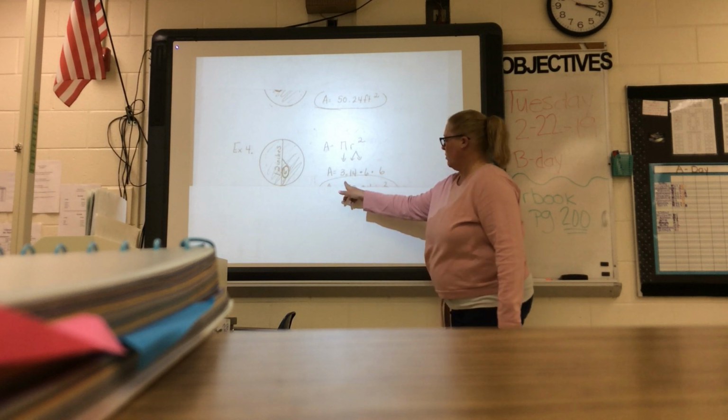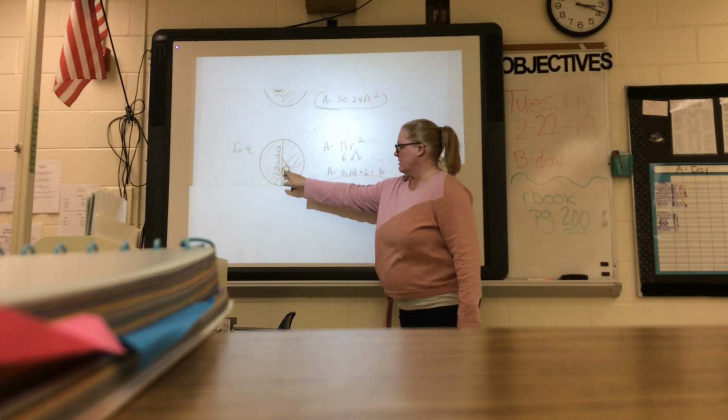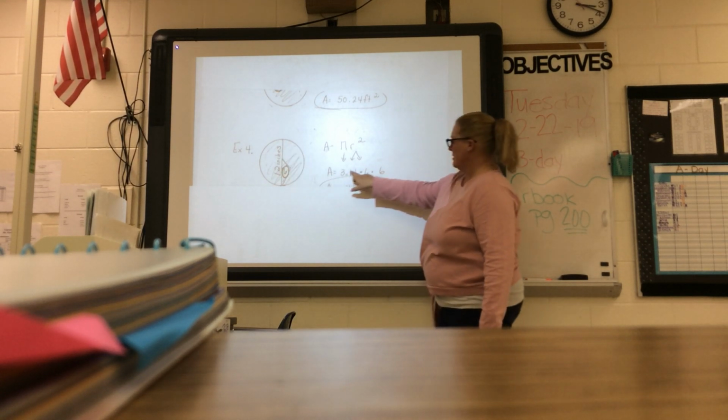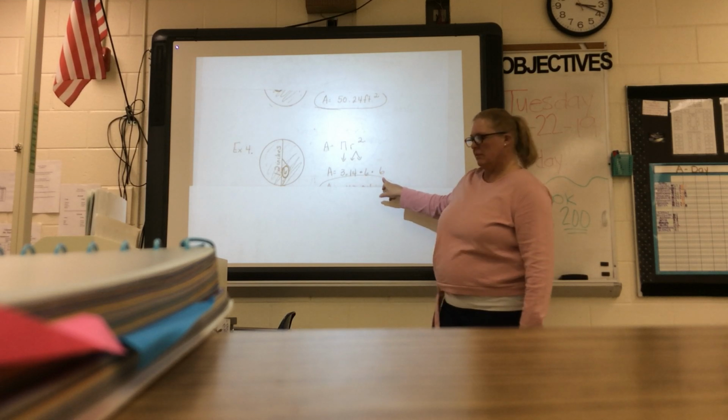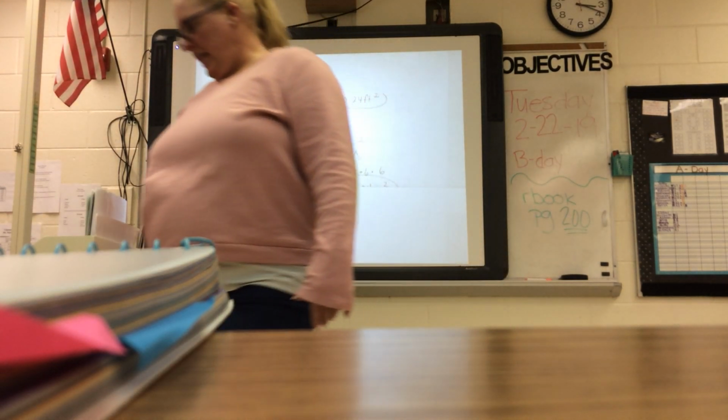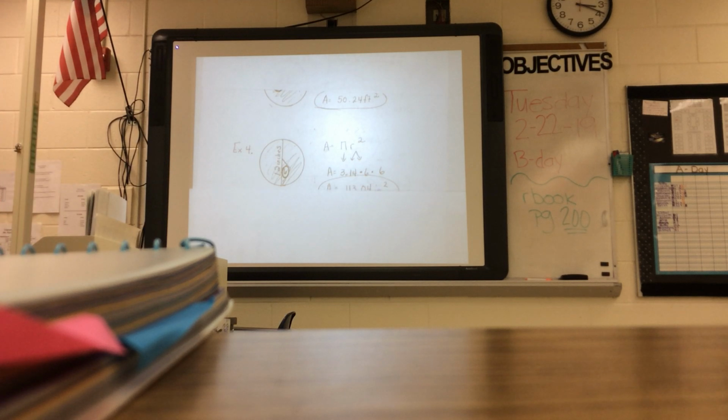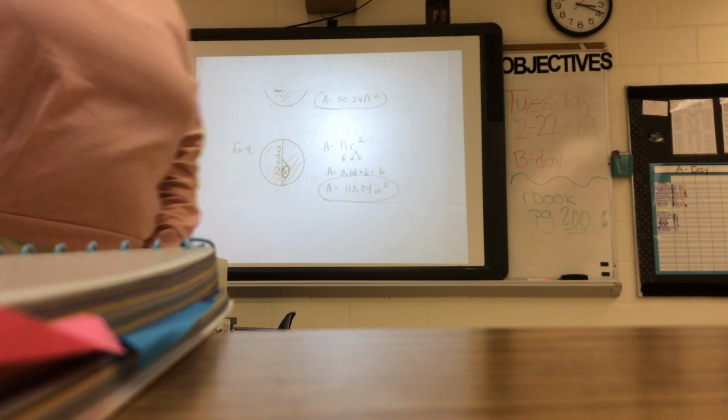Pi is 3.14. Radius is half of the diameter, which is 6, times 6 times 6. And your answer for that, the area of that circle, is 113.04 inches squared. Does anybody have any questions? Nope.